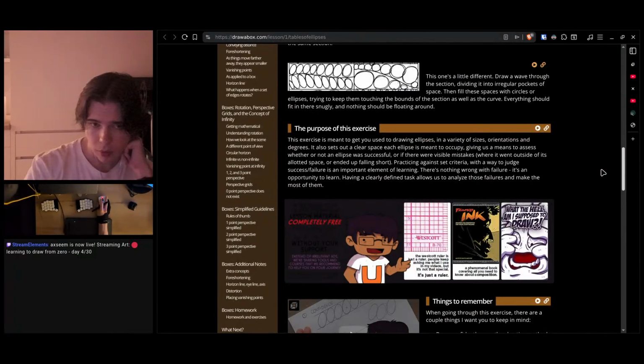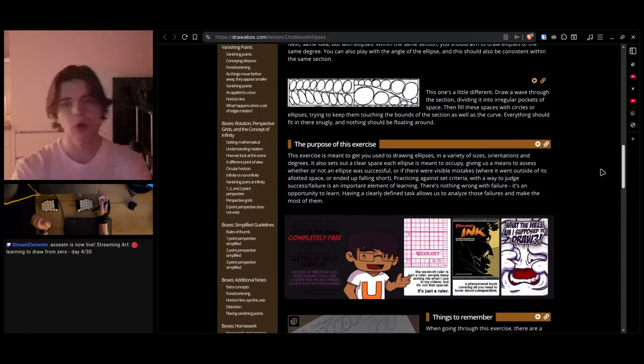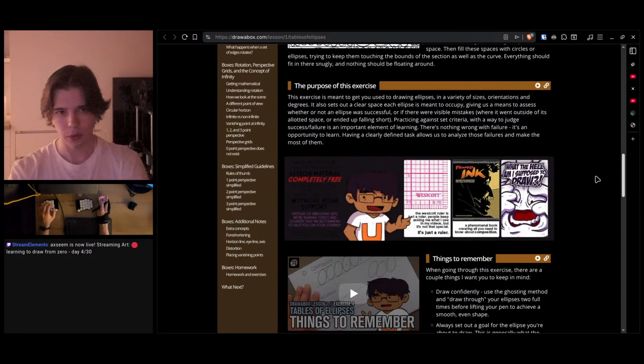Tables of ellipses. The purpose of this exercise is meant to get you used to drawing ellipses in a variety of sizes, orientations, and degrees.